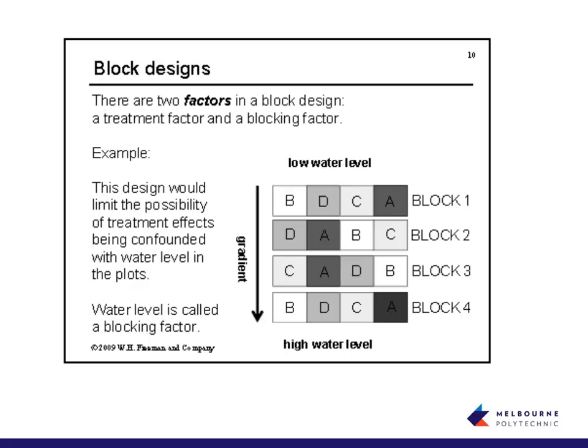Here we have a paddock which is divided up into 4 rows of 4 experimental units. And to each experimental unit, we wish to study the effect of 4 different treatments: Treatment A, B, C, and D. Let's say it's fertilizers, and these experimental units are areas of a paddock.